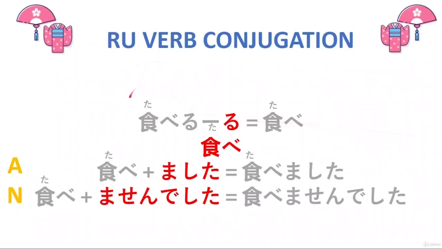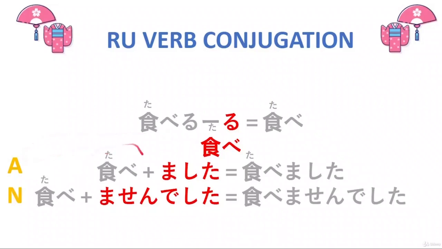So let's take our verb taberu, to eat. To get our word stem, we need to take away the ru, okay? So we take away the ru and we have tabe, which is our word stem. And to that word stem, we will add the ending for affirmative and negative in the past tense. So let's start off with affirmative.